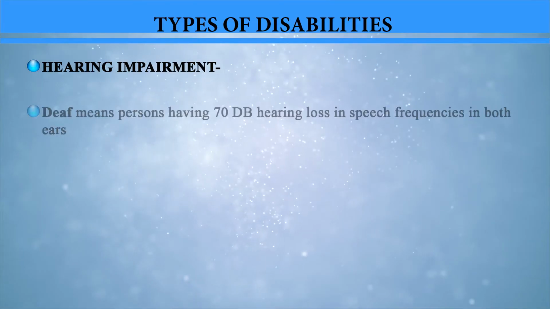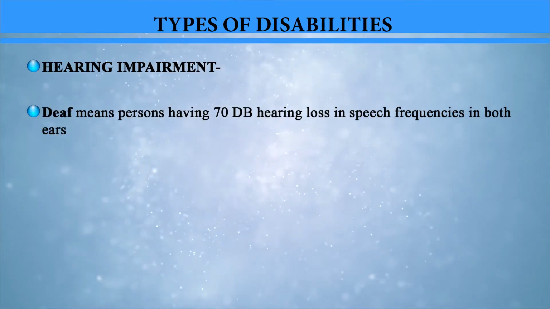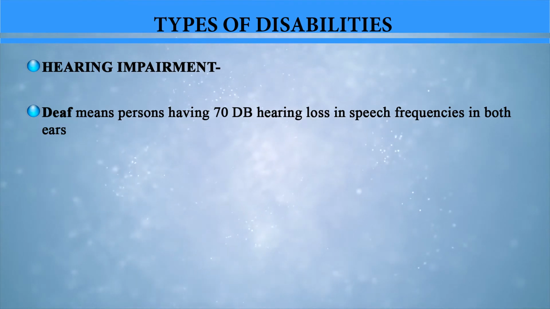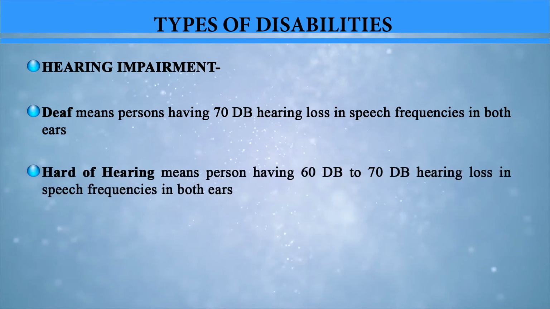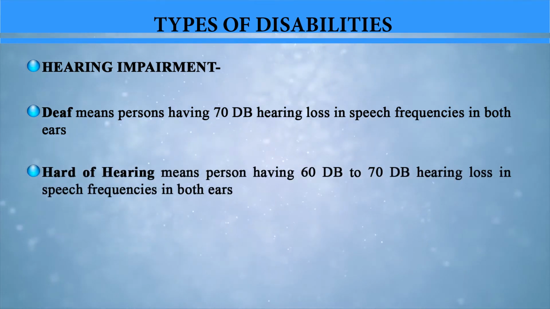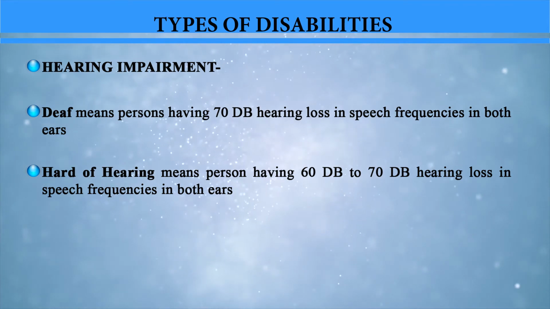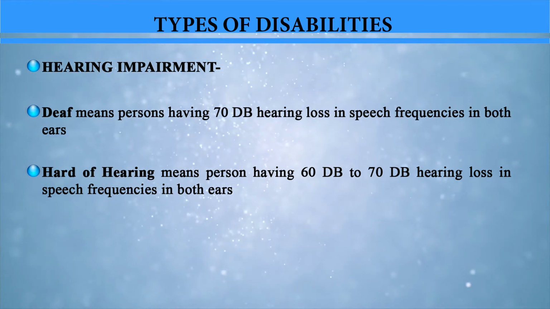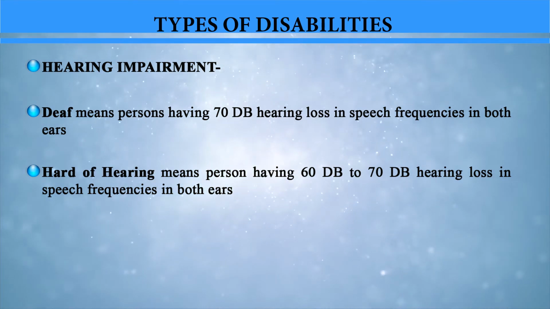Then comes hearing impairment. In hearing impairment, there are two types of conditions that are covered. One is deaf. Deaf means a person having 70 decibel hearing loss in speech frequency in both ears. And hard of hearing means a person having 60 decibel to 70 decibel hearing loss in speech frequency in both ears. So, because of this they are not able to hear.